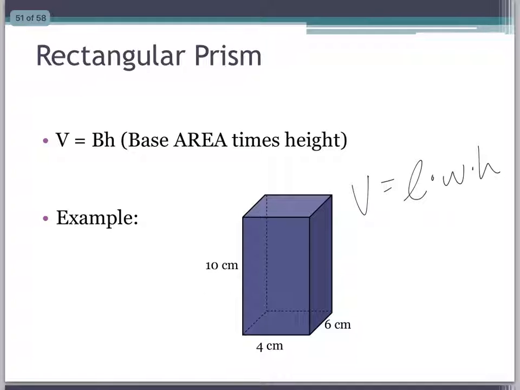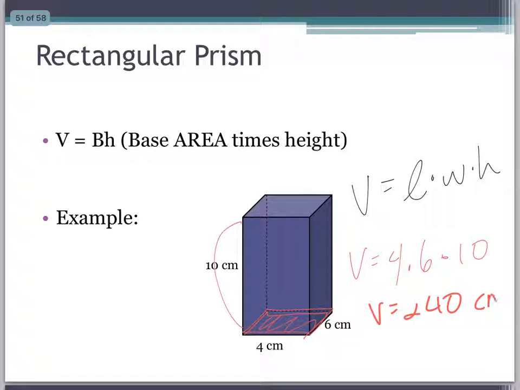Again, I like to say find the area of the rectangle on the bottom, or the square on the bottom. In this case, that's 4, so volume is 4 times 6. Multiply that by the overall height of the prism, so times 10, and you multiply that out, so 240, in this case it's centimeters cubed. That's what we're looking at.